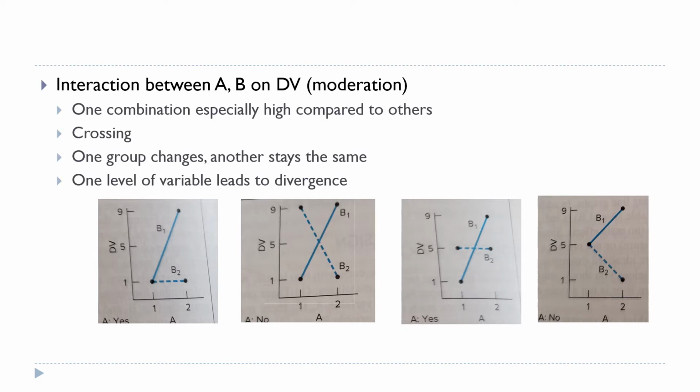This is just a reminder of the different types of interactions that your book has that you can clarify a little bit more in terms of what pattern you expect to see. Do you expect to see one combination to be especially high compared to the other three groups? Do you expect the relationship to flip or change direction depending on the level of variable that you're looking at? Do you expect one group to change and go from low to high, where the other group stays the same and doesn't experience a shift? Do you expect to see a divergence where the two groups start off the same at one level and then split at the second level?